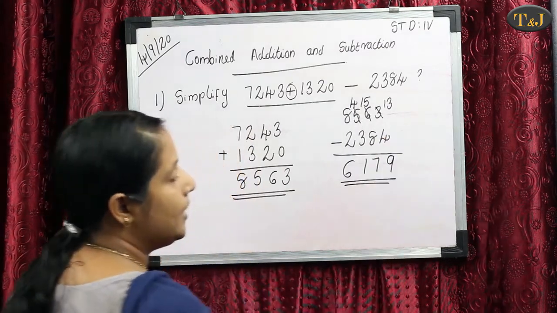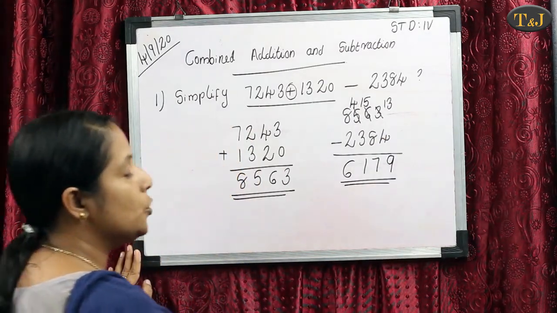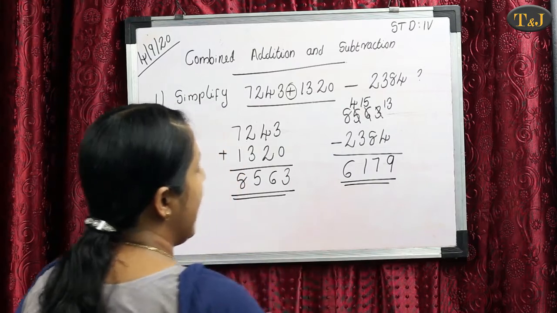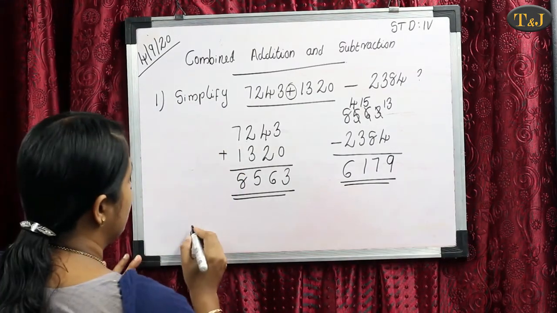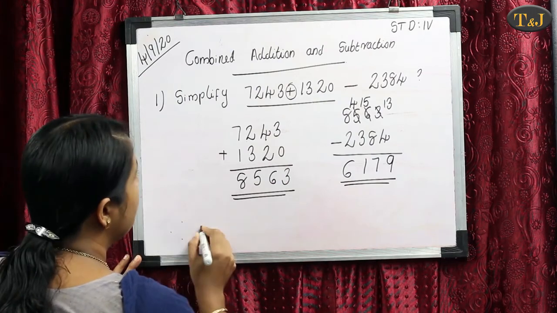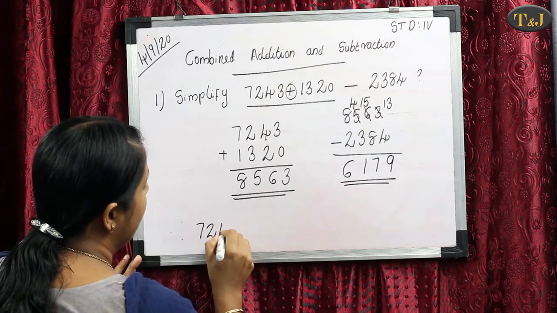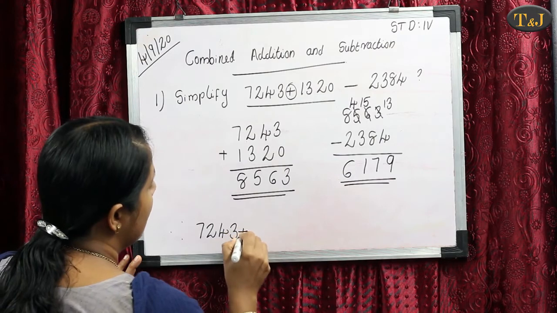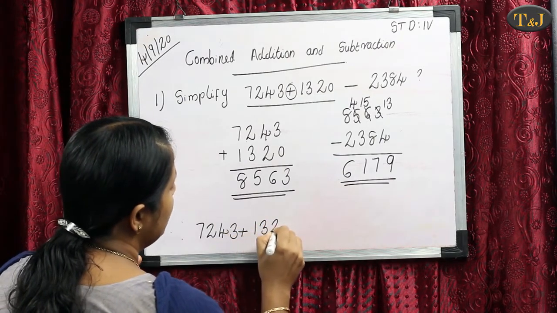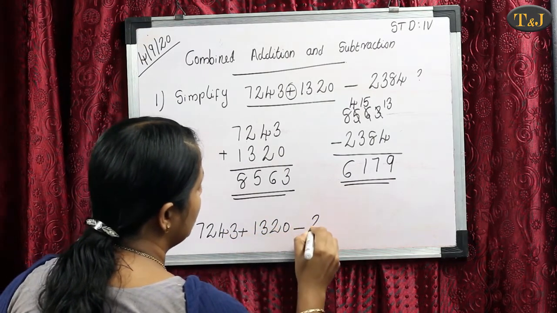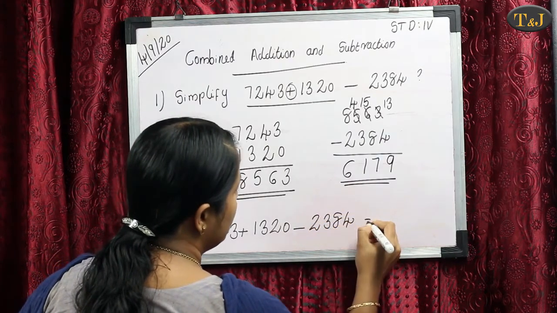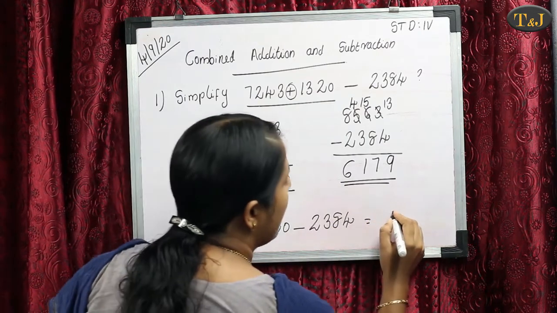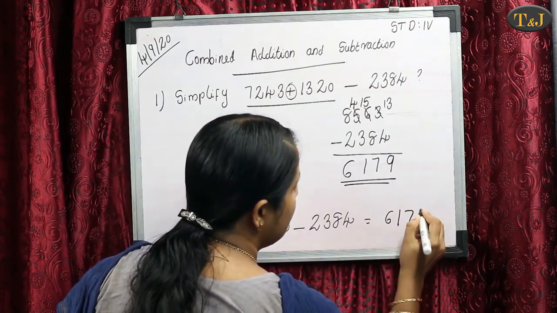Then 4 minus 3 equals 1. 8 minus 2 equals 6. So we get the answer as 6,179. So last we write therefore 7,243 plus 1,320 minus 2,384 equals, our answer is 6,179.